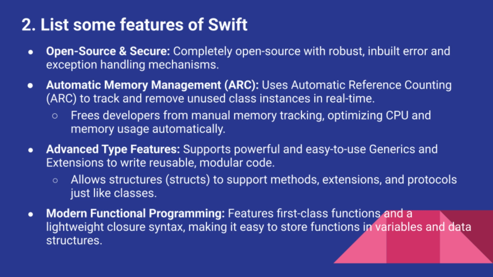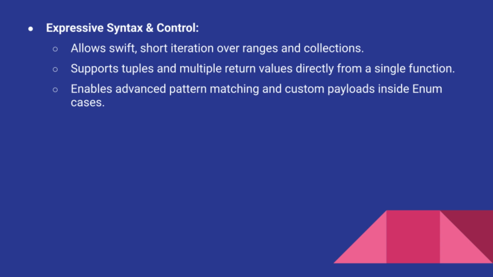Finally, Swift embraces modern functional programming. It features first-class functions and an incredibly clean, lightweight closure syntax. This makes it effortless to pass functions around, store them in variables, or pass them into data structures. Continuing with the features on our next slide, let's talk about expressive syntax and control.